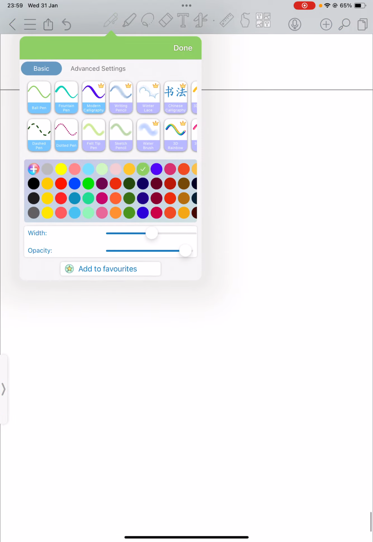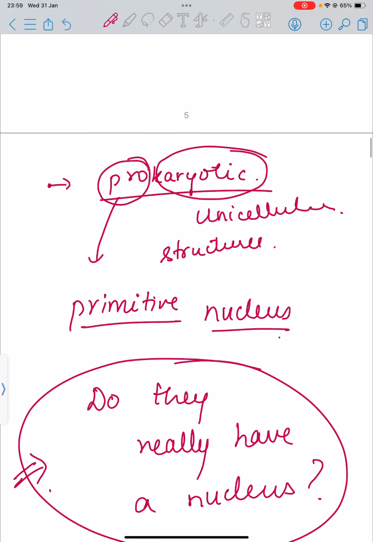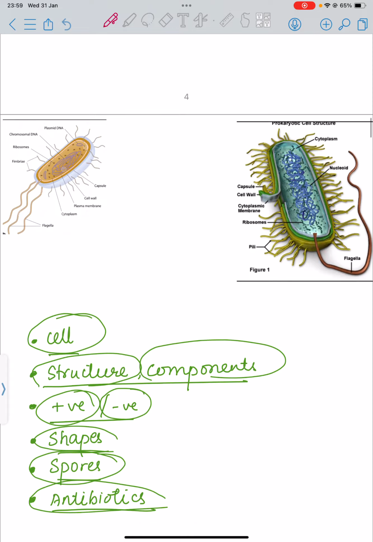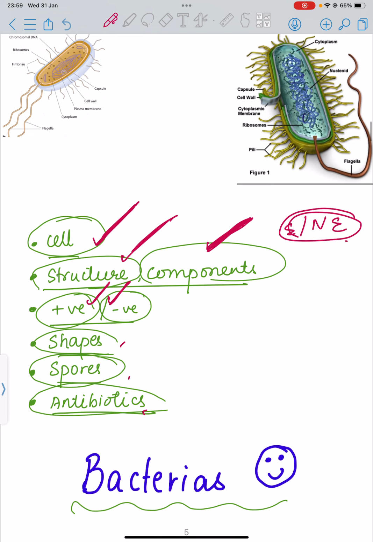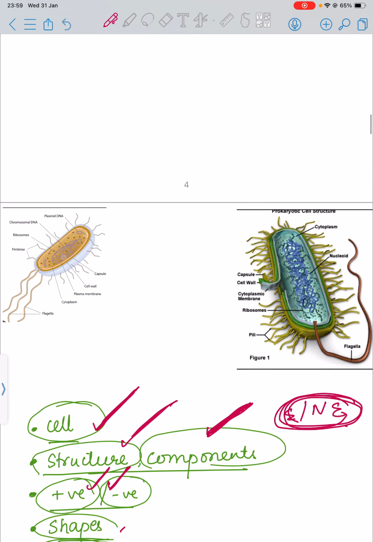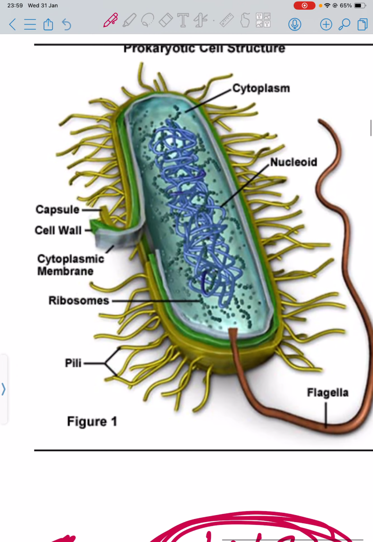Now going back, let's see how much we have covered. So cell is done, structure is done, positive and negative are done, components are done to some extent. Now I'll dive into the essential and non-essential components, and we'll talk about the shapes, spores and antibiotics. Before I dive into the components, let me first discuss this scary structure. What do you think this is? Let's go down. This thing is the nucleoid. Simple.